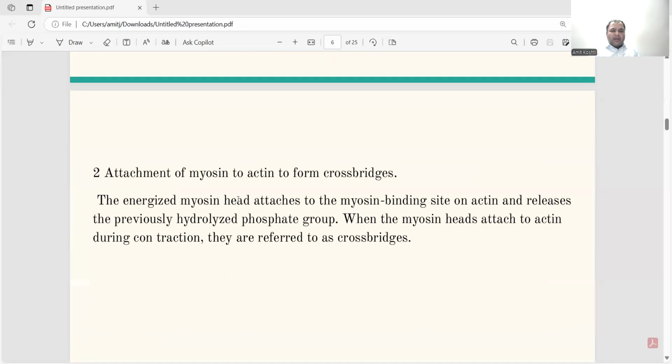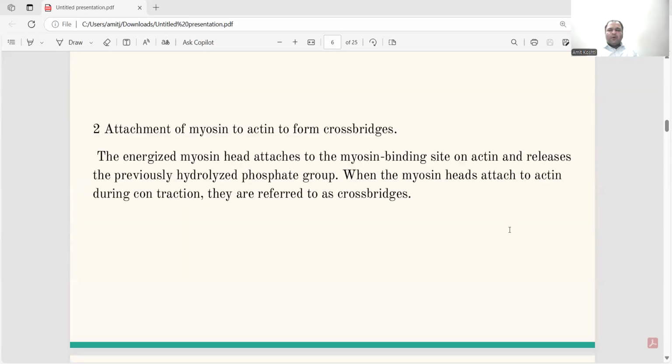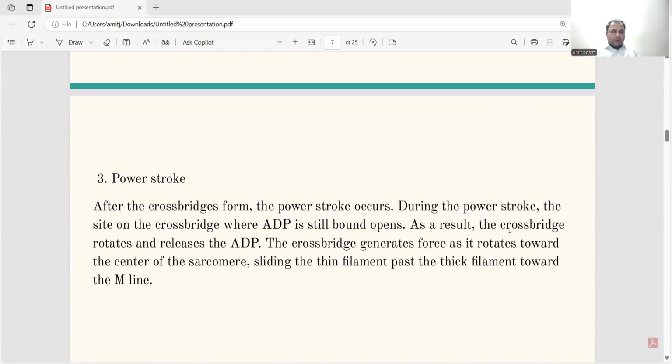In this step, the energized myosin head attaches to the myosin binding site on the actin and releases the previously hydrolyzed phosphate group. When the myosin heads attach to the actin during contraction, they are referred to as cross bridges. I have already spoken about this. Now the third step is the power stroke. After the cross bridge forms, the power stroke occurs. During the power stroke, the site on the cross bridge where ADP is still bound opens. So now ADP gets dislodged. As a result, the cross bridge rotates and releases the ADP. The cross bridge generates a force as it rotates toward the center of the sarcomere, sliding the thin filament past the thick filament toward the M line.